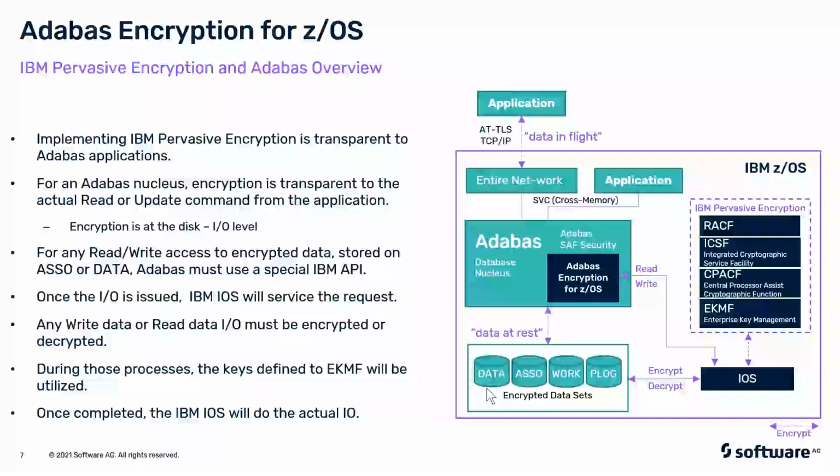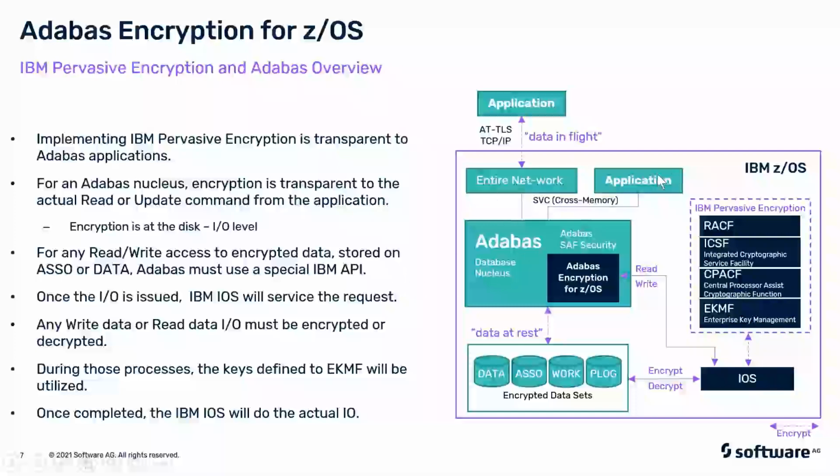There's the work data set, where on work part 1 we're storing before and after images of all the changes. You've got the PLOG data set, which is the more long-term recovery data set that has before and after images of all the change data. You also have command logs, temp, and sort data sets. My recommendation is to encrypt all of the data sets associated with any particular database that you want to encrypt. So you go ahead and encrypt it, and the encryption key will be maintained by IBM's pervasive encryption under this enterprise key management piece.